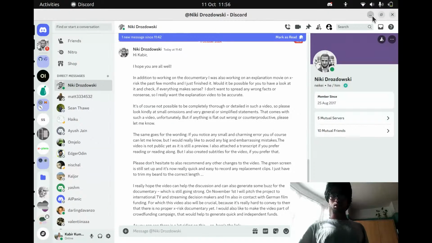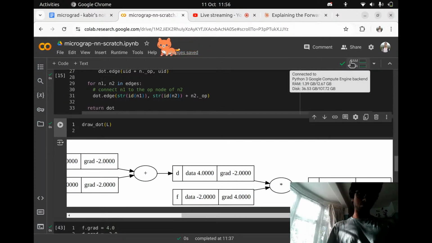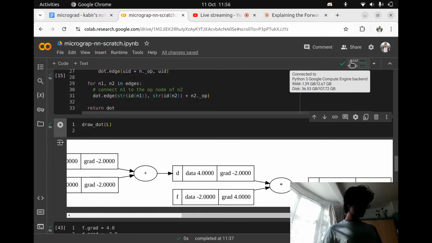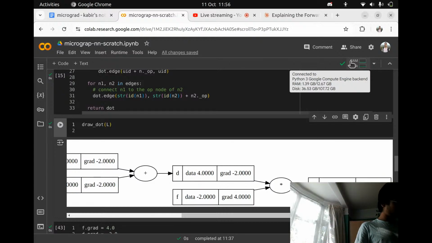Oh wait, one sec. One sec. Oh wait, I should open that up somewhere else. Just went to go put some medicine on. I'll do the back propagating, back propagating, back propagating. Da da da da da da da.